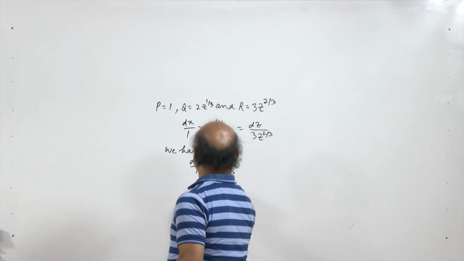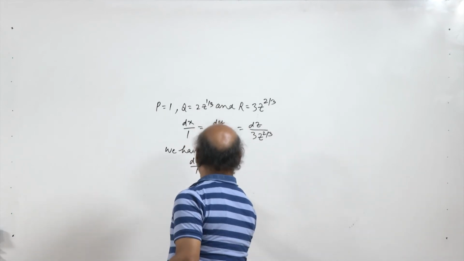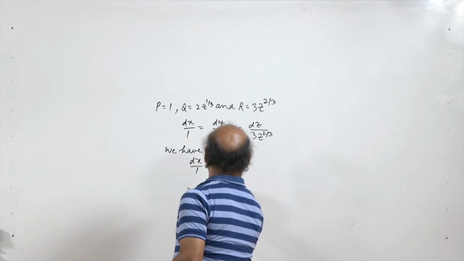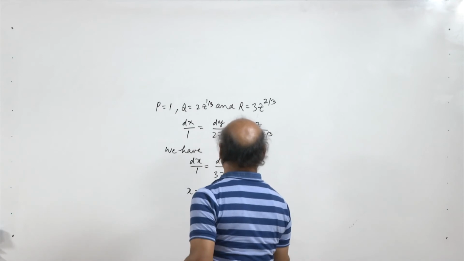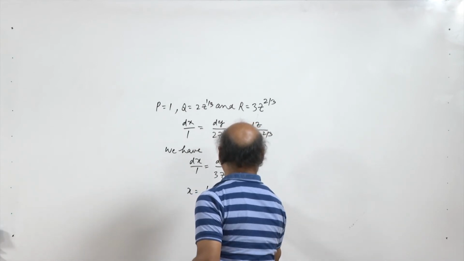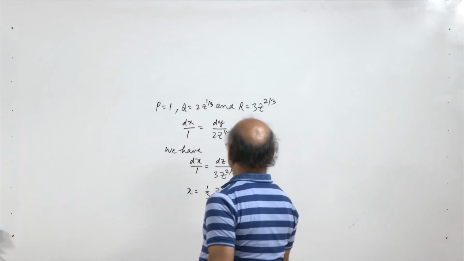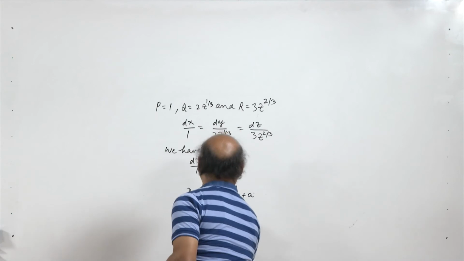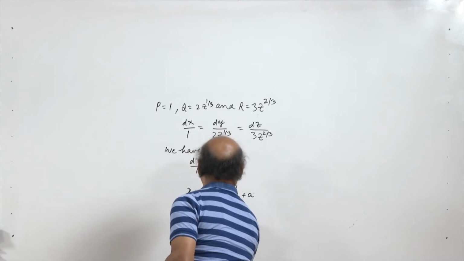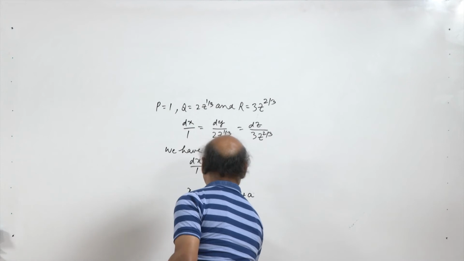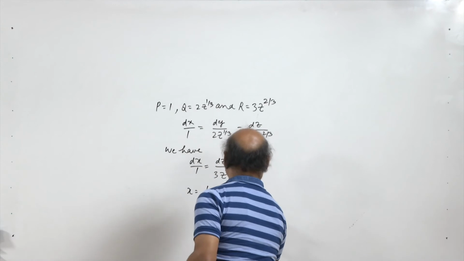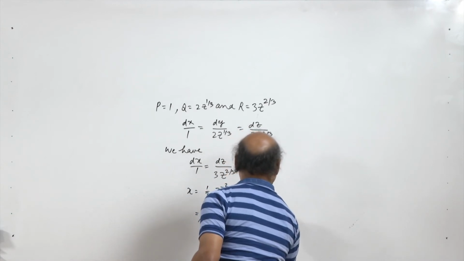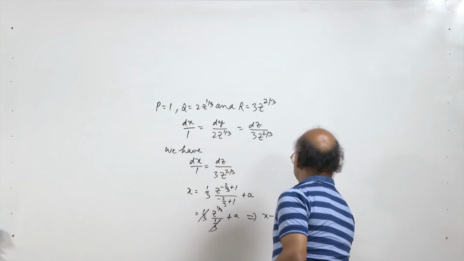So when we integrate this equation, we get x equal to 1 by 3 z to the power (-2/3 + 1) divided by (-2/3 + 1), plus some constant, let us say a. So this will be equal to 1 by 3 z to the power 1 by 3 divided by 1 by 3, plus a. So this can be cancelled, and we have x minus z to the power 1 by 3 equal to a.